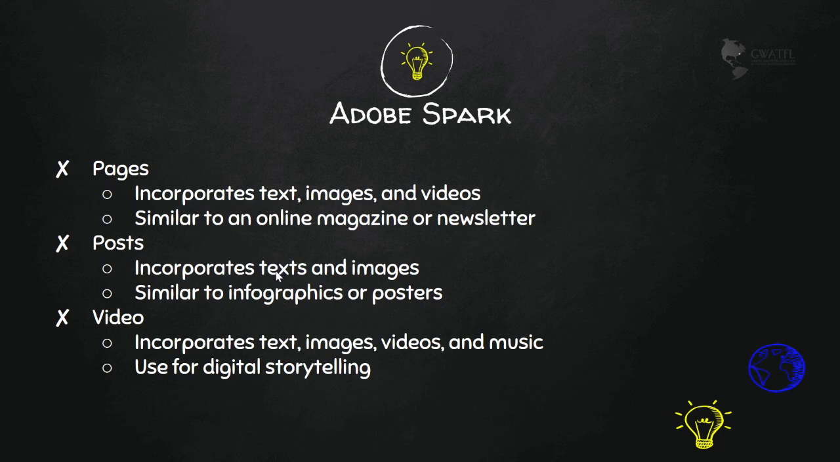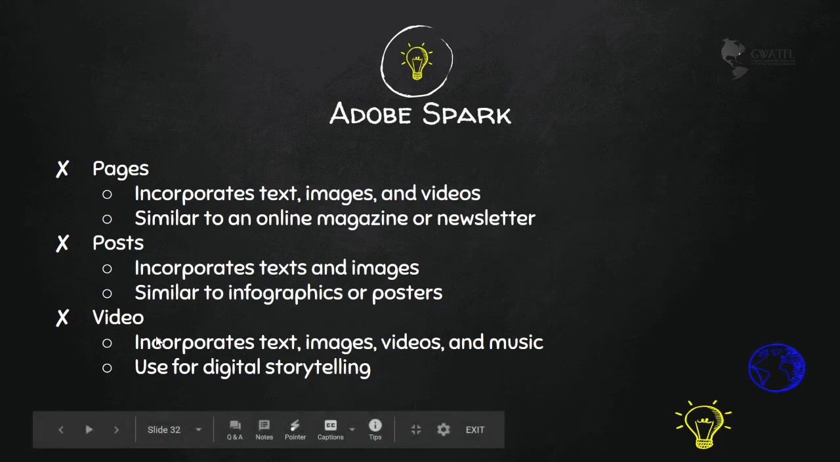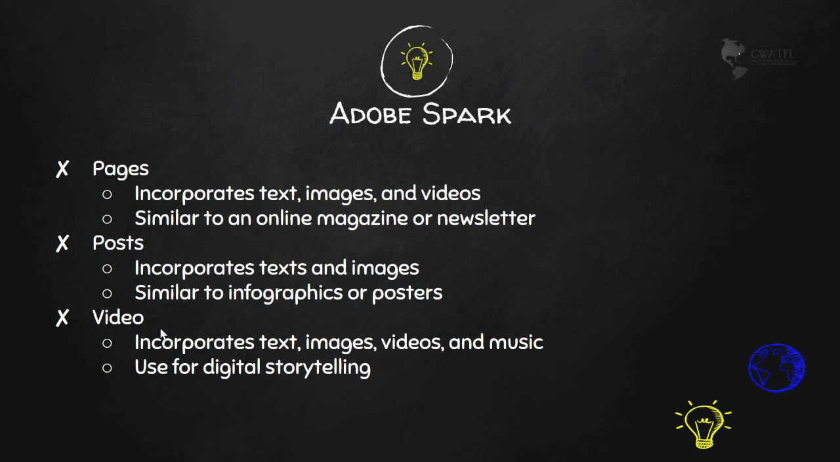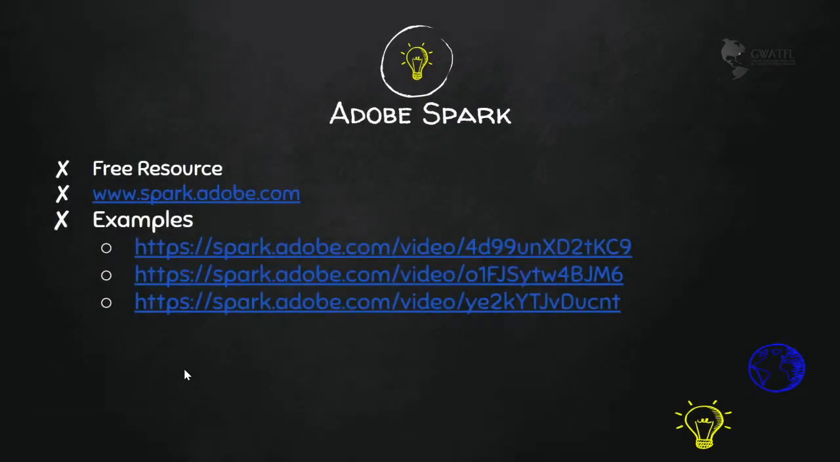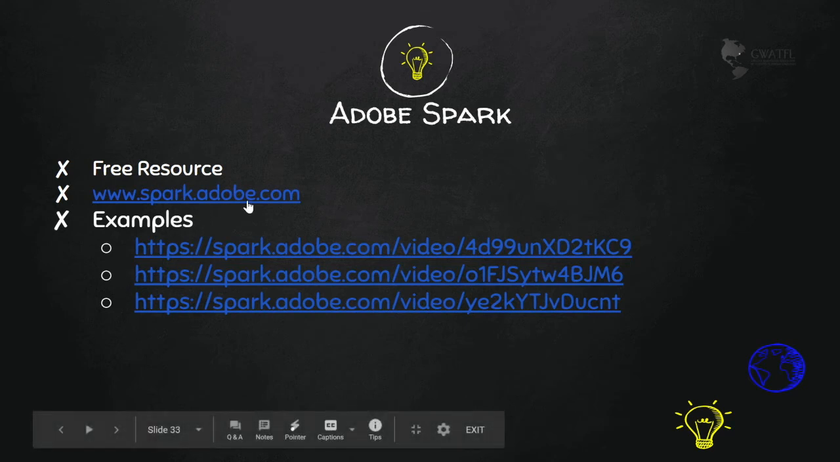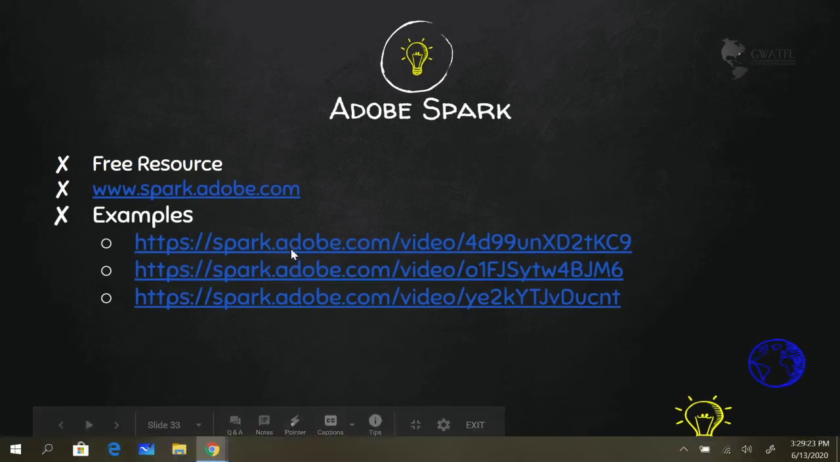And then my favorite one to use, my favorite of all time, is the video feature. So with video, that's going to incorporate text, images, video clips, so you can put in short little video snippets, as well as music, and we use it for digital storytelling. So what this looks like, and again, you would just go to spark.adobe.com, but I'm hopefully going to be able to show you all this example.